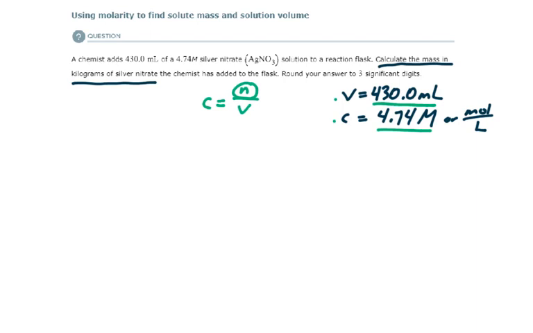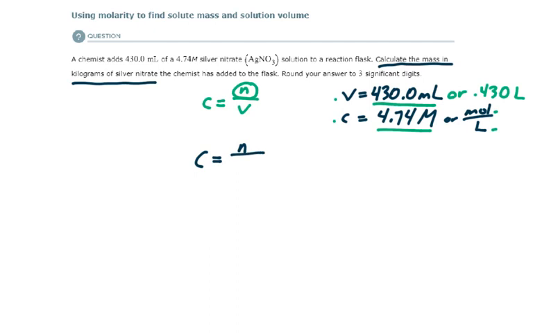Well, we have a problem here. The units of our concentration are moles per liter, and the units of volume is milliliters. So what we need to do is convert this volume to liters as well. This would be a simple conversion. It'd be that many liters. So now I can take these values and plug them into this formula for concentration.